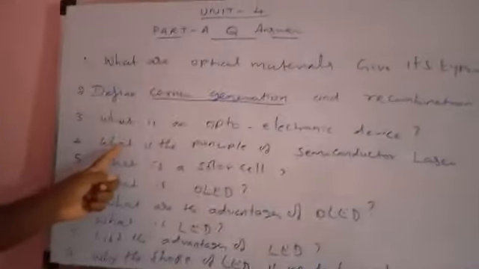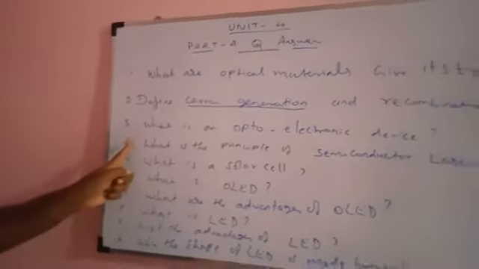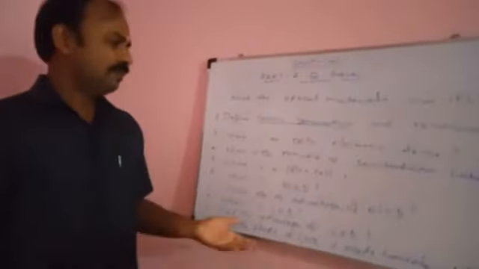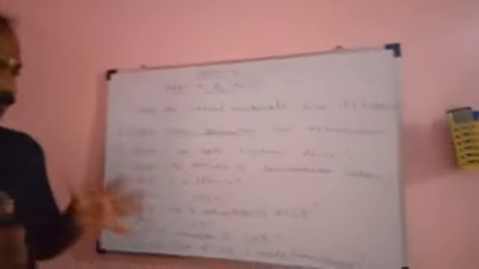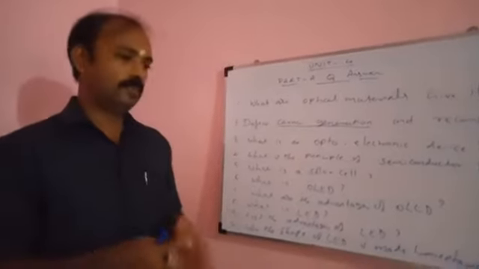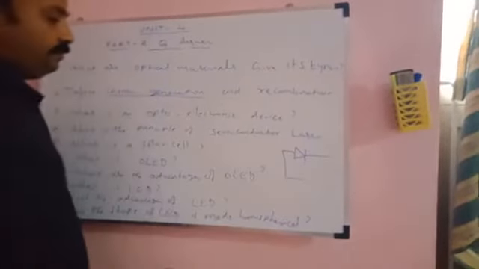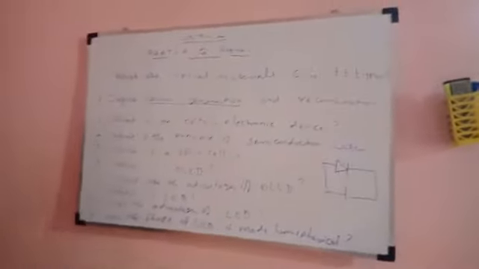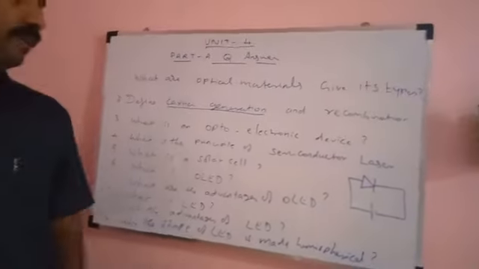Now we move to the next question. What is the principle of semiconductor laser? Very simple one. The principle of semiconductor laser is a PN junction diode. A PN junction diode is supplied with a forward bias.